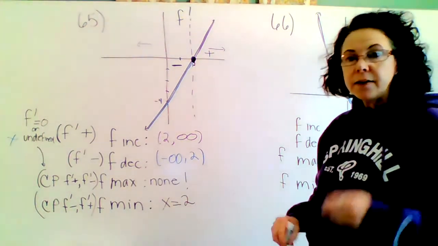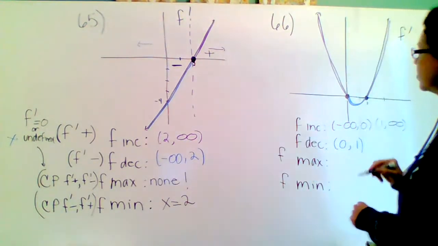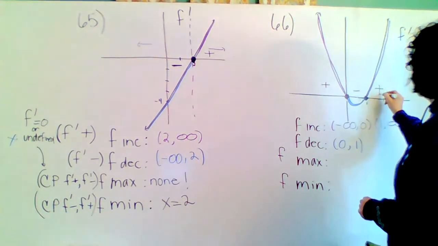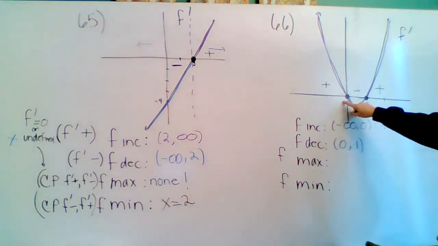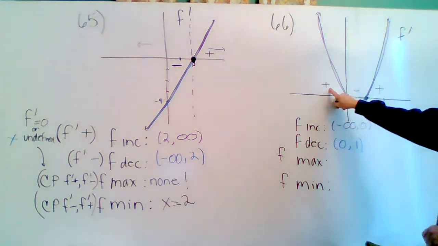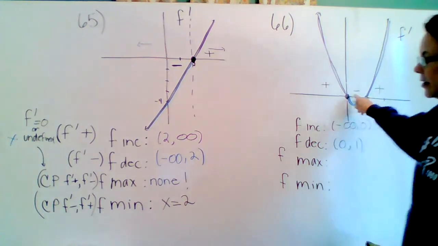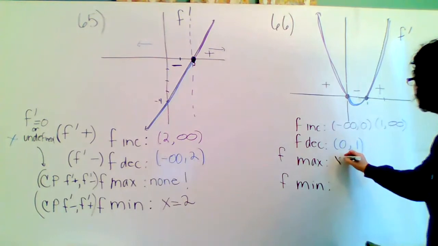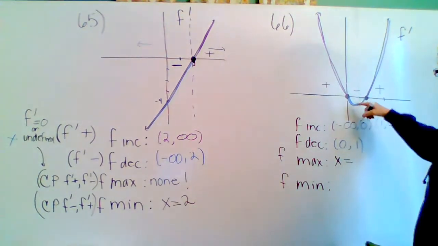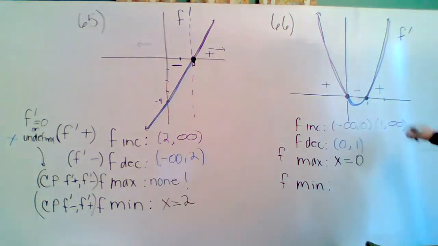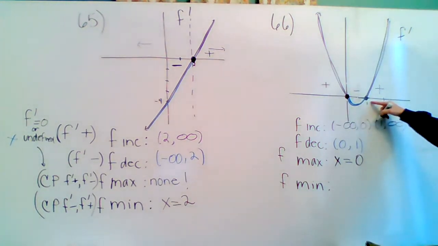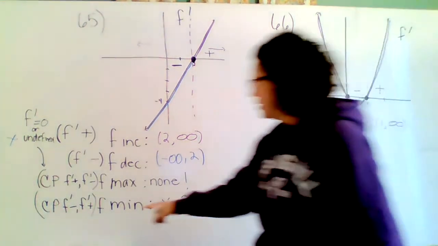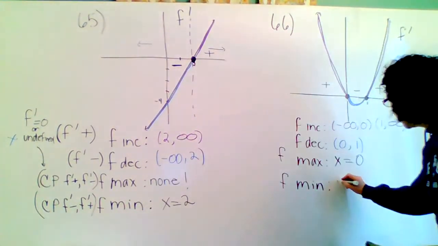Now let's check the sign of the derivative to the left and the right of those points. We already did: positive, negative, and positive. So at this critical point right here, the derivative is positive on the left, negative on the right. That is a maximum. At this critical point where the derivative is 0, the derivative is negative on the left, positive on the right. That is a minimum.